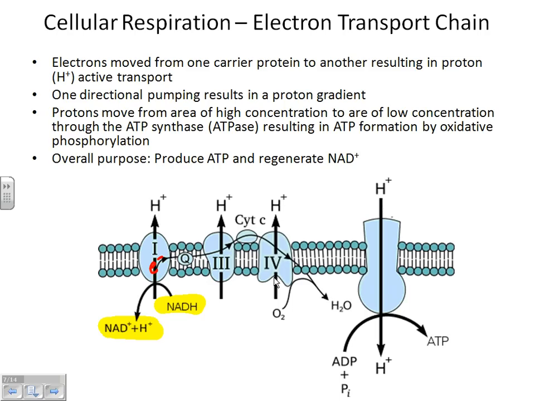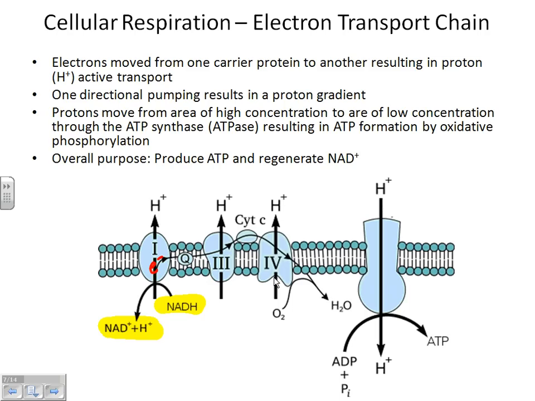What's his NAD going to do? Float off and go where? Back to the Krebs cycle, grab another electron, bring it back over here. Give that electron away, then he's NAD. Goes back to the Krebs cycle, grabs another electron. They're just the little carriers, the little dump trucks, bringing stuff back and forth, bringing supplies back and forth, okay?